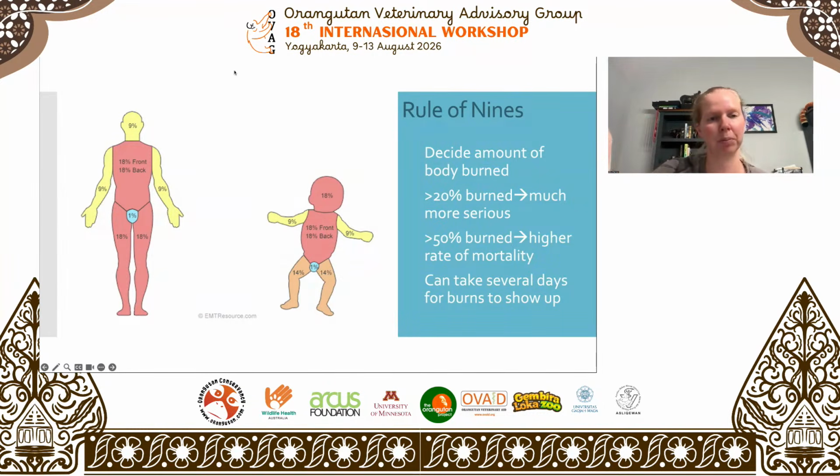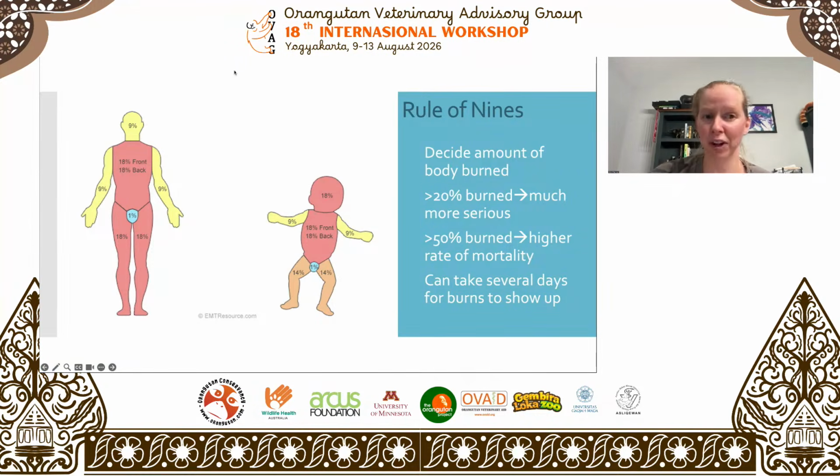And there are some calculations that you can look up in humans, and probably somewhat similar in orangutans, where for each 1 year they get older, you take away a percent from their head and you add that percent into their legs as they're growing, for your general estimate of how much body surface area is burned.